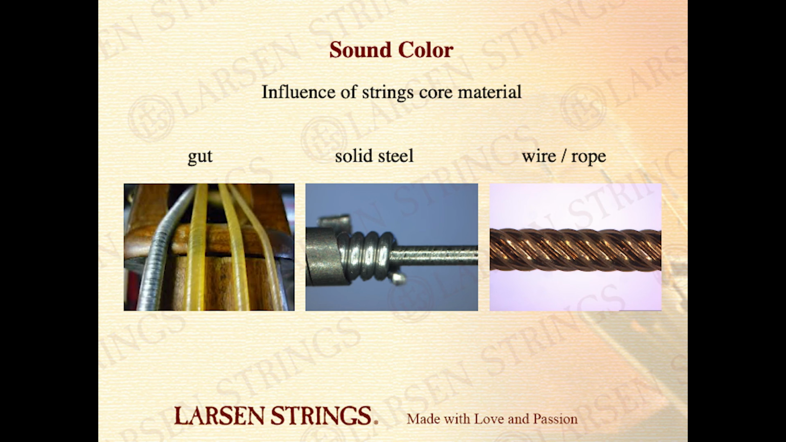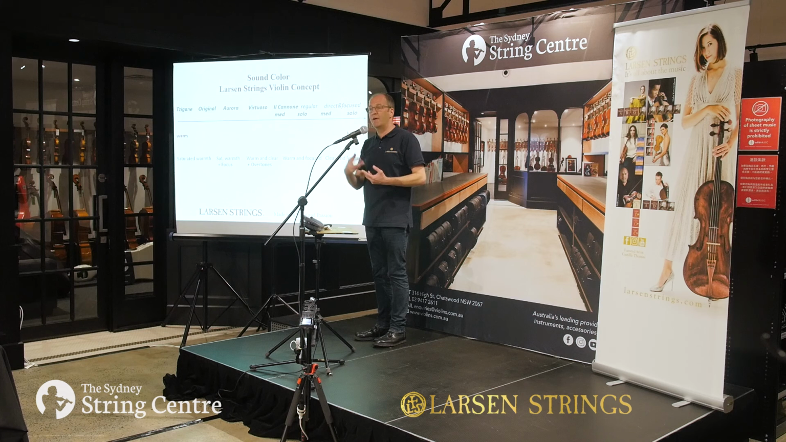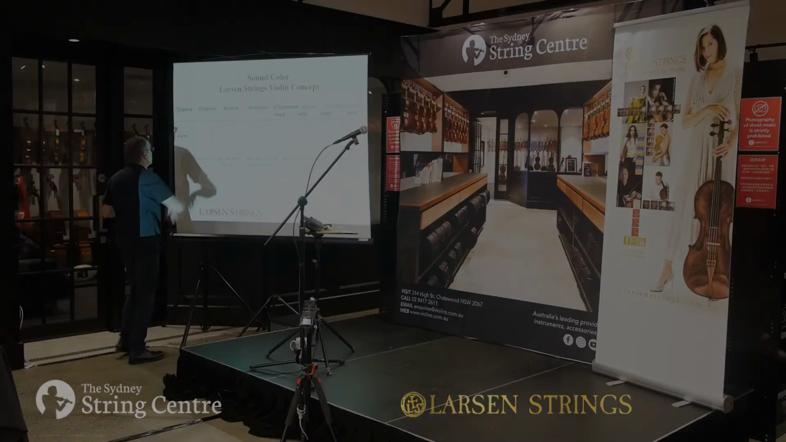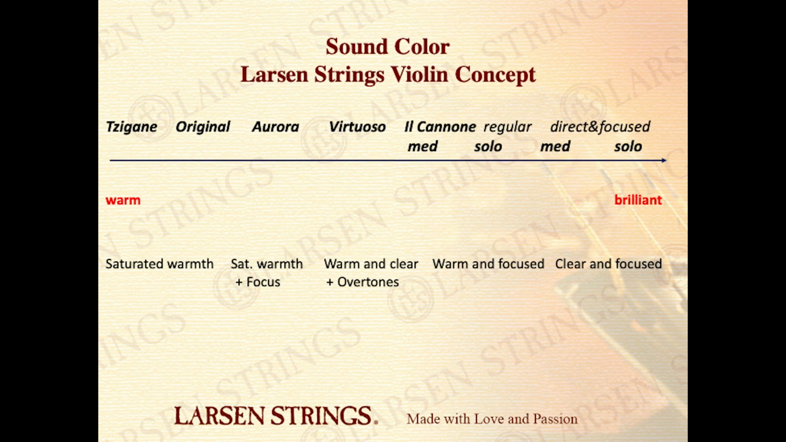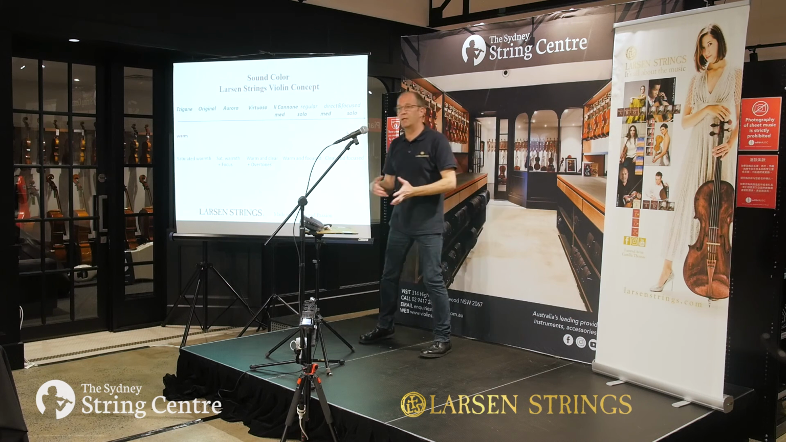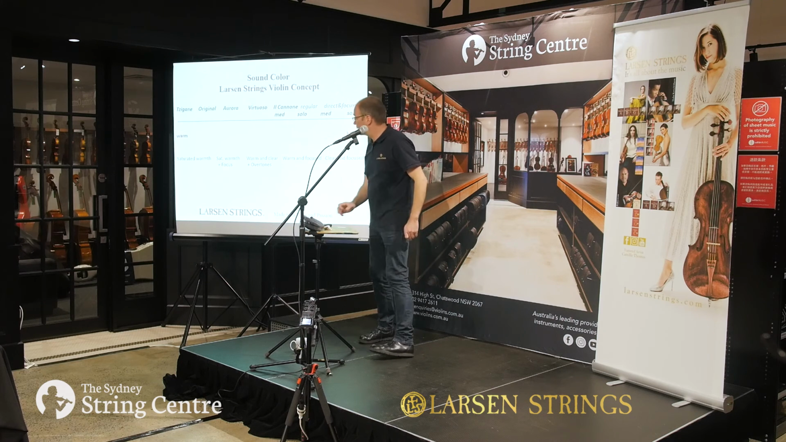And finally, when we make the design of the strings, we have an idea behind it. It's not just putting new strings on the market. This is boring. There's always an idea. And when we start from the very warm side, we have the Zweig. It's warm and saturated. And then we go Original, Aurora, Virtuoso, Il Cannone to the Dike and Focus. This is the bright side. And this is exactly it: all colors are available and you just have to choose the right match for what you like, what is good for the instrument you have in your hands.